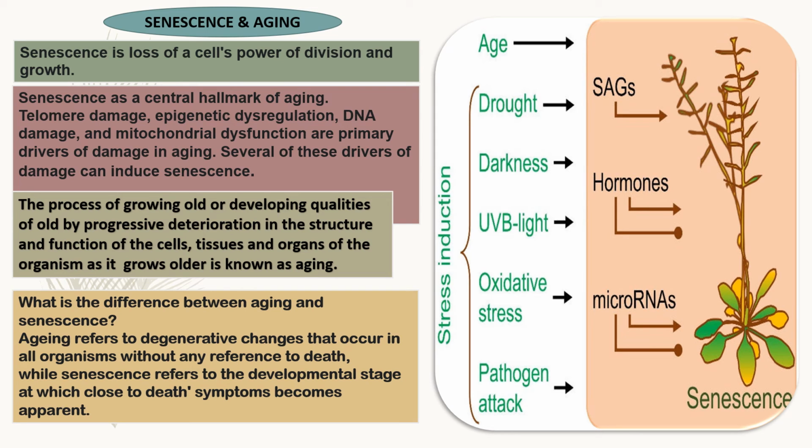Now see the diagram. Stress induction. Senescence has been shown. That means aging is also included over here. So age, drought. Now stress induction occurs due to drought, darkness, UVB light, oxidative stress, pathogen attack, etc. See the plant condition. I think you have realized that slowly it's moving towards death, and that is actually called senescence, which includes aging of plants also.